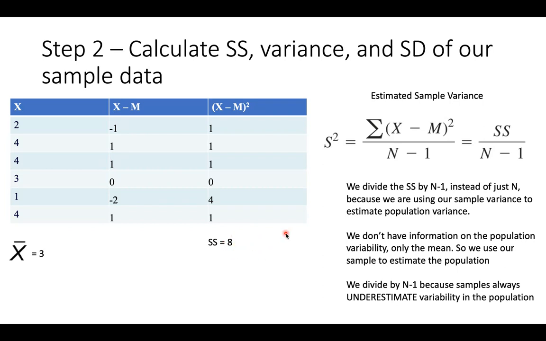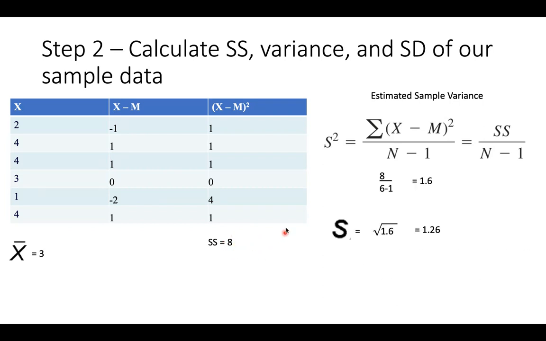We then take that sum of squares and plug it into our sample variance formula, which is sum of squares divided by n minus 1. So 8 divided by what will become 5, because I had 6 participants. 8 divided by 5 is 1.6. 1.6 is our sample variance, s squared. I need s for my t-test. So I take 1.6 and I take its square root, and it gives me 1.26.